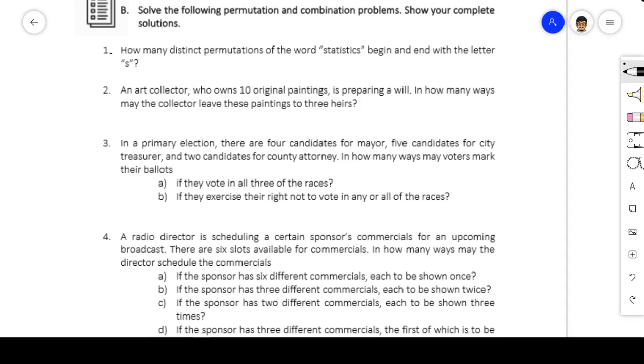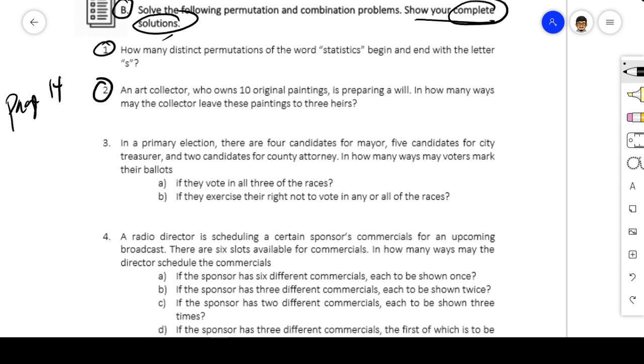Now for exercises B, this is on page 14 of your instructional support copy. So you have to solve the following permutation and combination problems and then show your complete solutions. Again, do not forget to show your complete solutions. You will be answering items 1, 2, 3, and 4, while I will provide you examples which you will use as a guide in solving the problems.